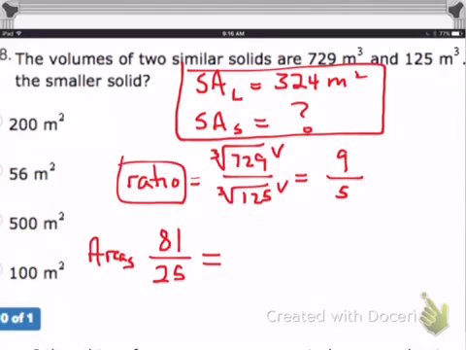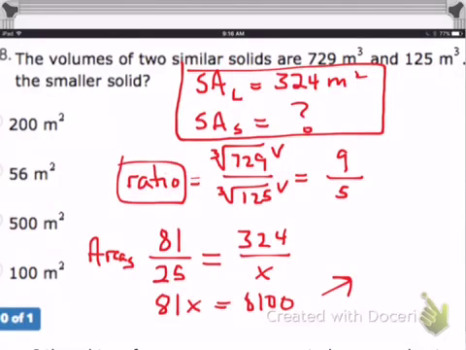The surface area of the larger figure, which is on top here, is 324. And what I'm looking for is the surface area of the smaller figure. From here we can cross multiply. 81 times x equals 324 times 25, which is 8100. And then we have an easy problem to solve. X is 8100 divided by 81, which is 100 meters squared.